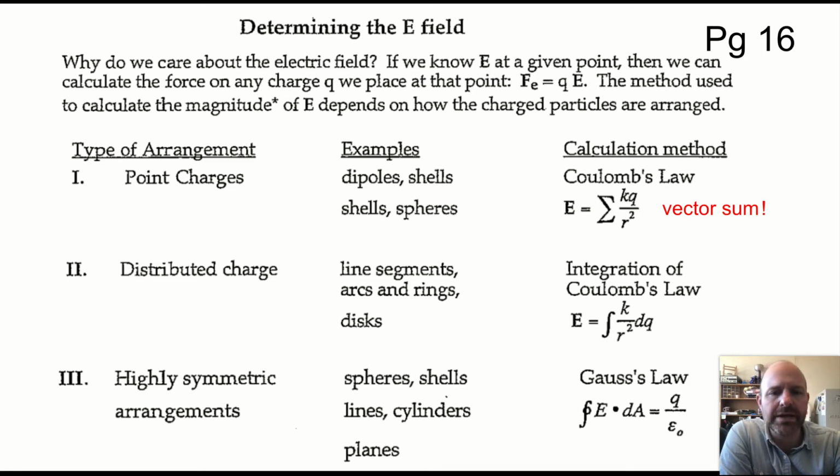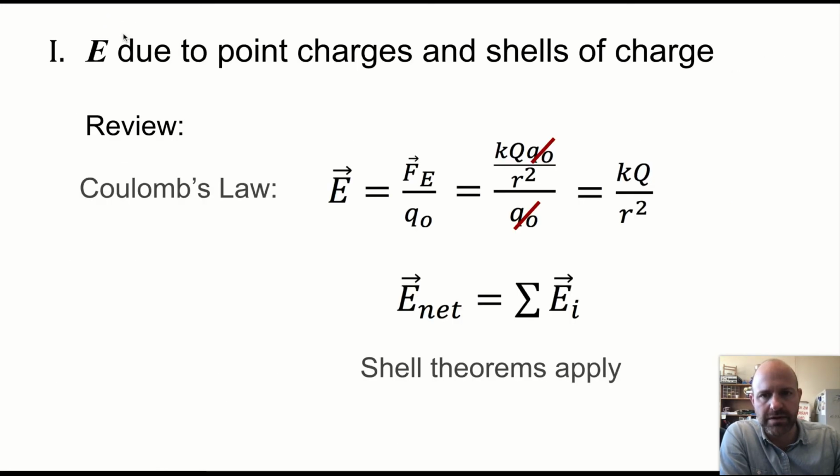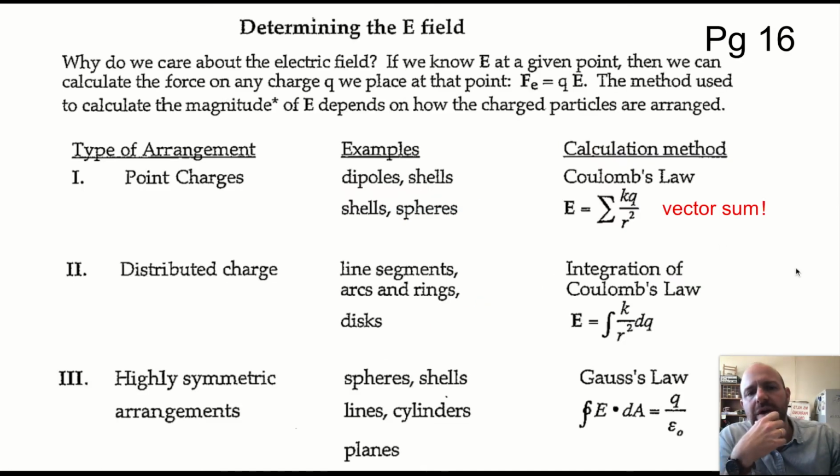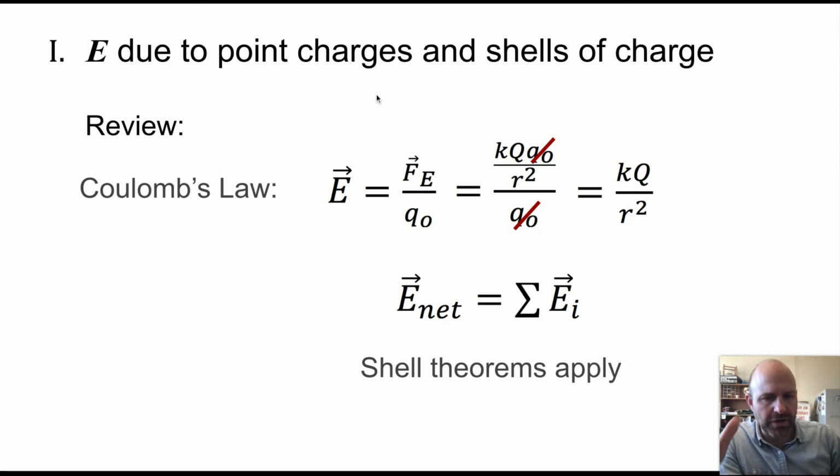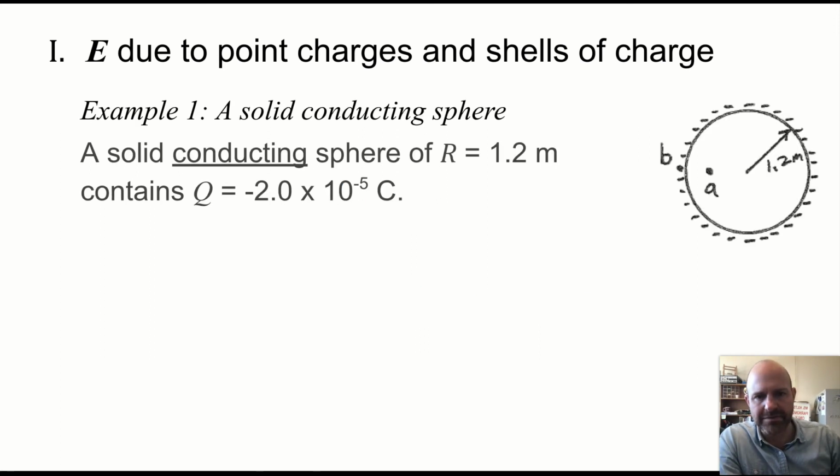And then we will get to a little bit later, highly symmetric arrangements, a sphere, a shell, a line, a cylinder, or a plane that is infinite. And all of those come up with some really interesting results. So we'll get there. The first example was this from yesterday, when we did Coulomb's law. Shell theorems apply, you add them up as vectors. The second method also works for these same kinds of situations, but we'll get to that in a moment.